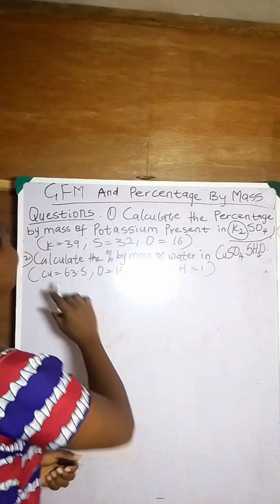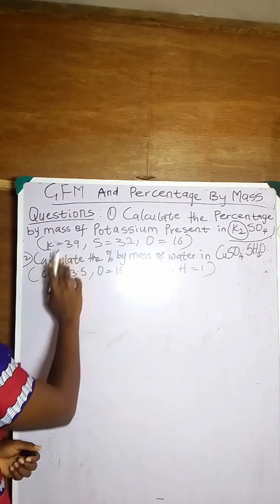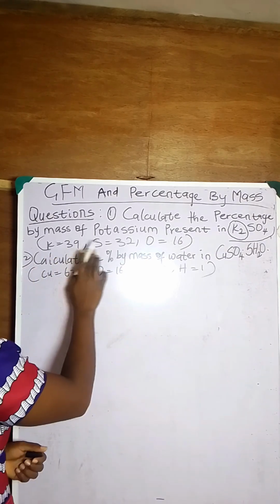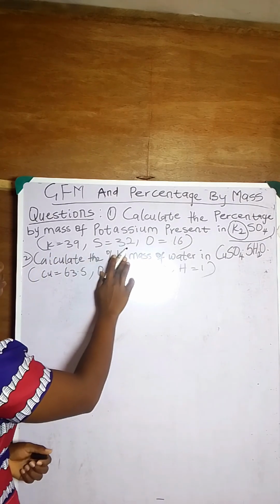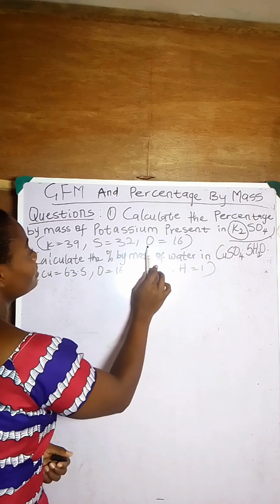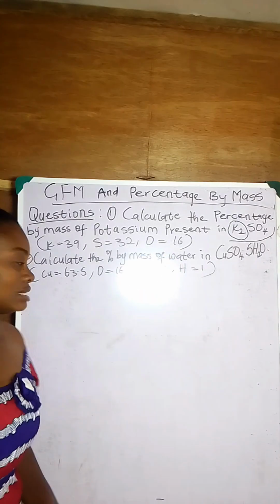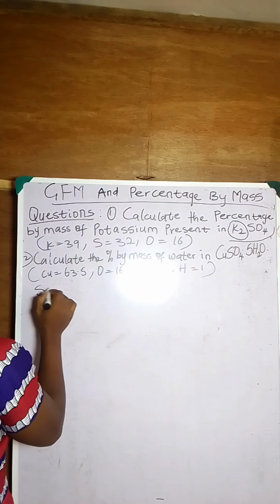Okay, good. Now the mass of potassium is 39. That is the molar mass. The one of sulfur is 32. This is sulfur. And the one of oxygen is what? 16. So let's start. Solution.